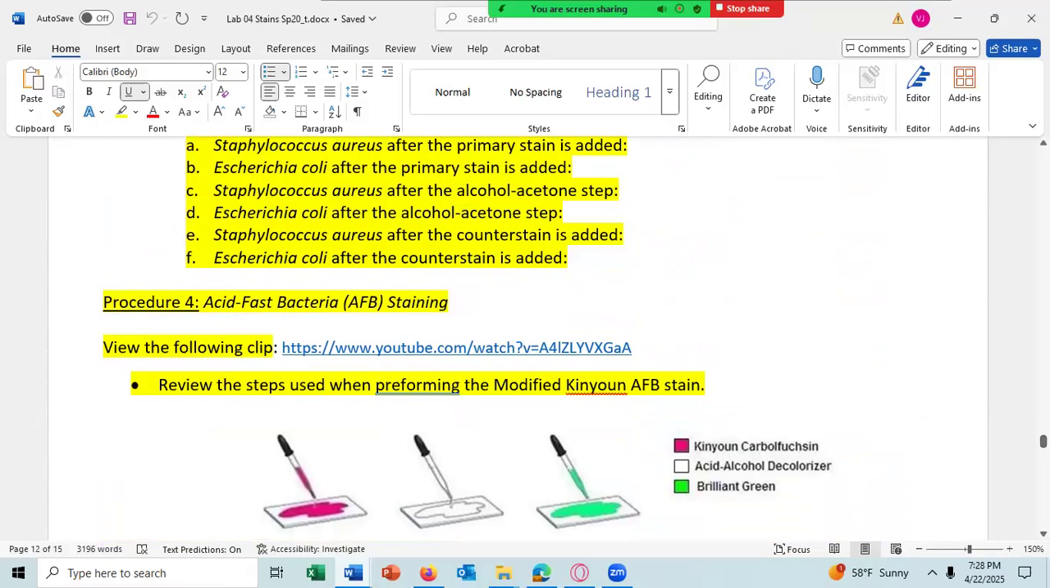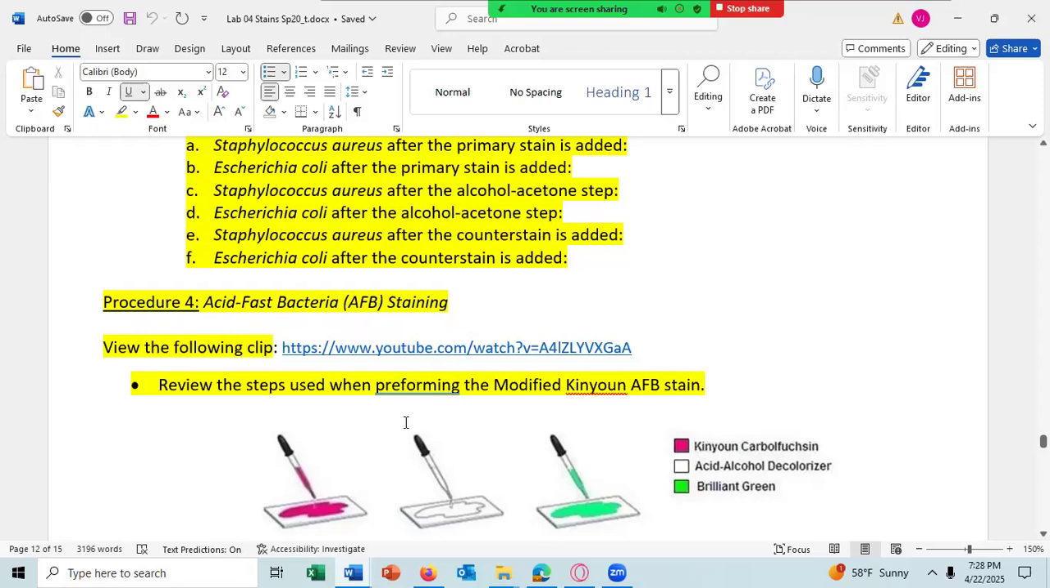For E, Staphylococcus aureus after the counter stain is added. For F, E. coli after the counter stain is added. So tell me the color. In procedure 4, we're going to look at the acid-fast stain. There's a little video clip on the acid-fast stain.